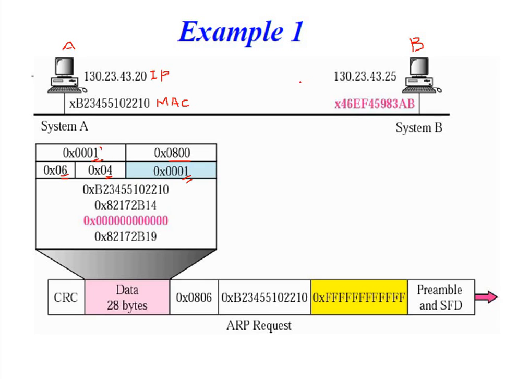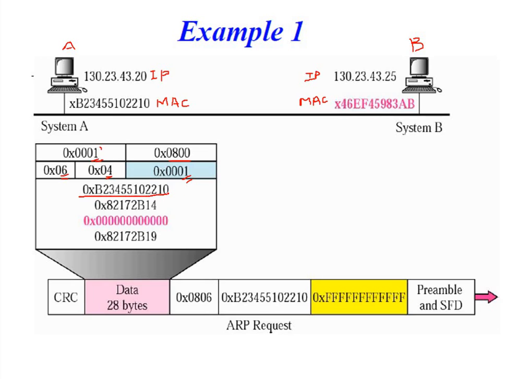Okay, so similarly here it is an IP address, and this is a MAC address. Now this address which is in a pink color is not known to A. So what will A send? A will send its own address.